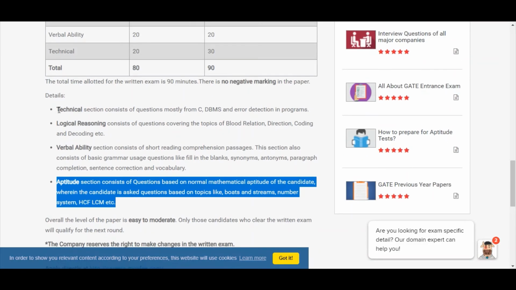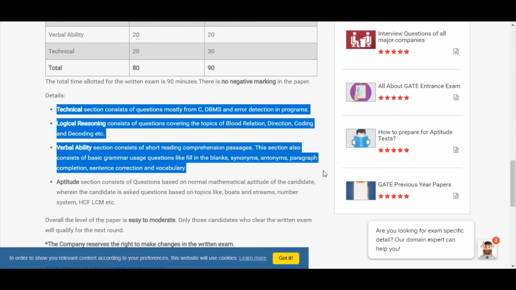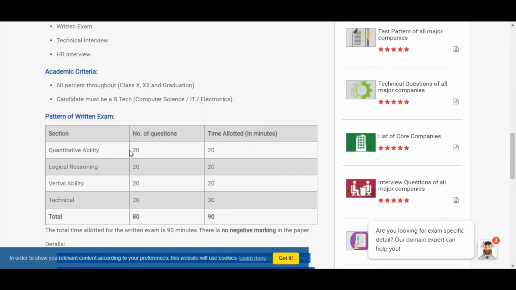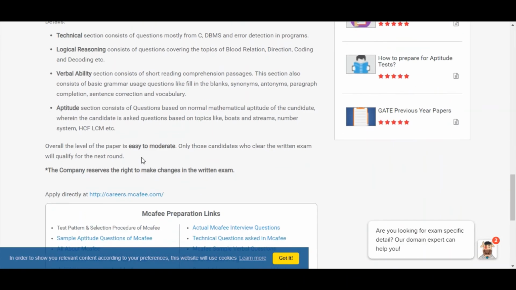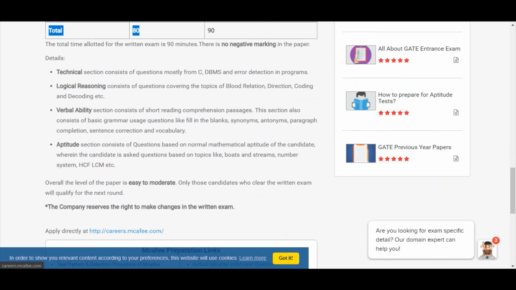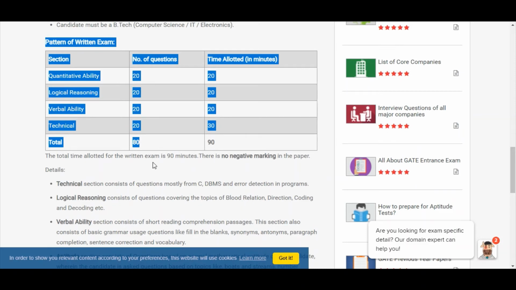Just take a screenshot of the things which will be asked, and take a screenshot of the exam pattern. That's it. You can prepare on your own. These are the things that will be asked. Sorry, this is the interview process, and the exam pattern also.